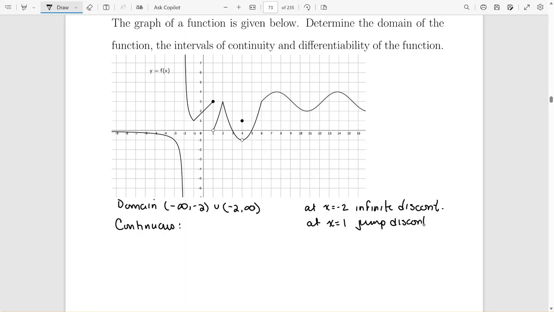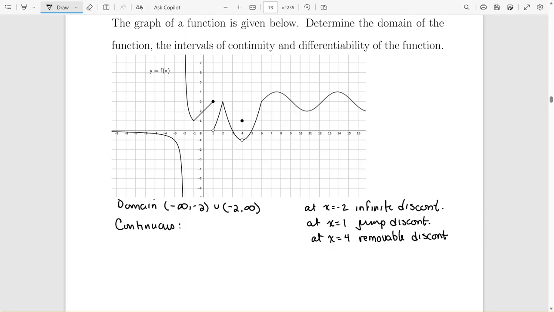You're going to need to know the different types of discontinuities. That's why we're going through this. And then we keep going. We don't have to pick up our pencil until I hit the number 4. And then I have that removable discontinuity. And then I can keep going to the right without having to pick up my pencil. So beyond 4, I'm cruising right along.